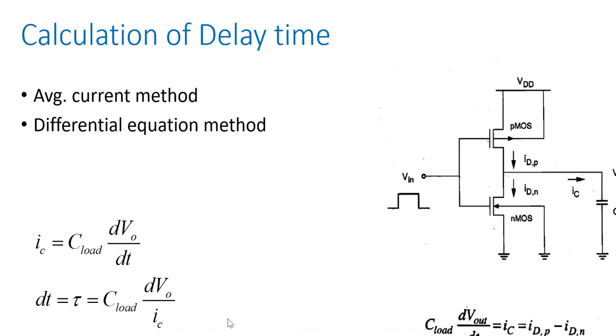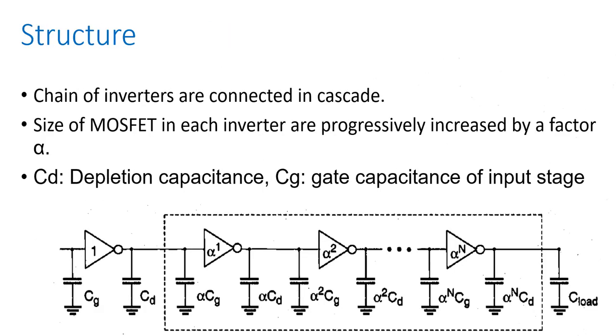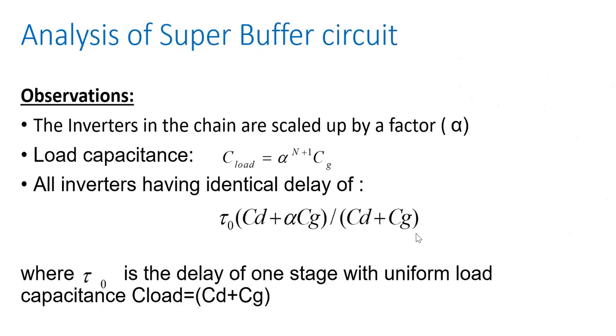See the equation, current and capacitance, the numerator and denominator. So alpha will be cancelled. Current increases by a factor of alpha, capacitance increases by a factor of alpha, so the alpha term will cancel. Ultimately the delay of this stage will remain the same. That's why I mentioned all inverters have an identical delay.